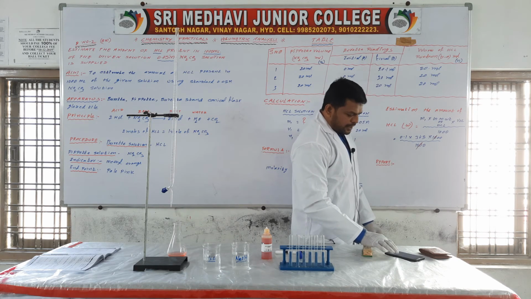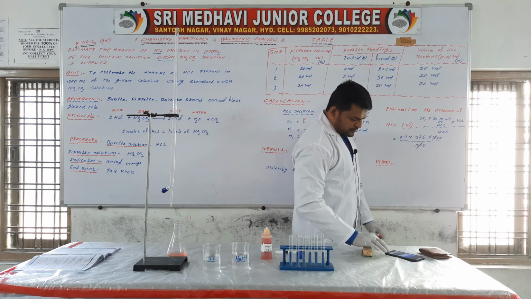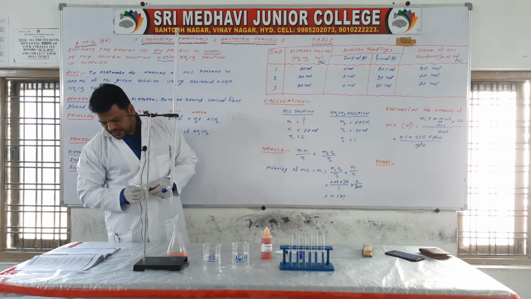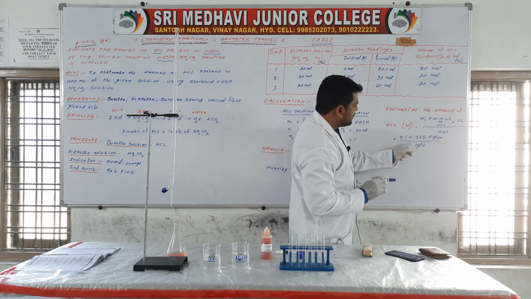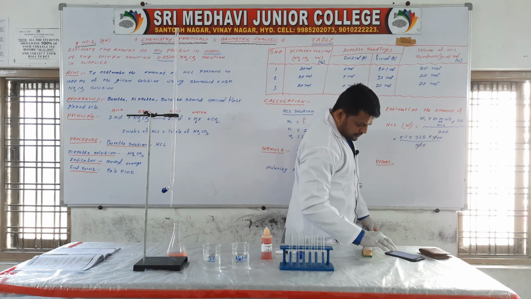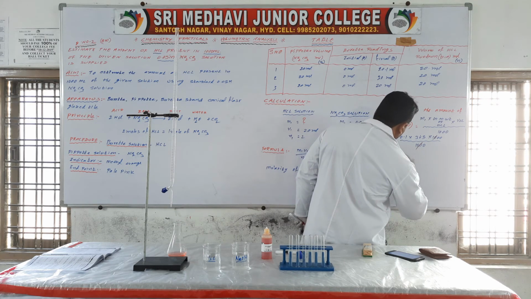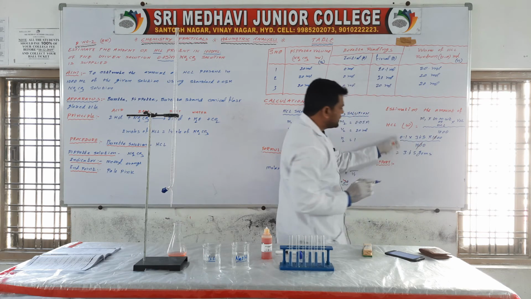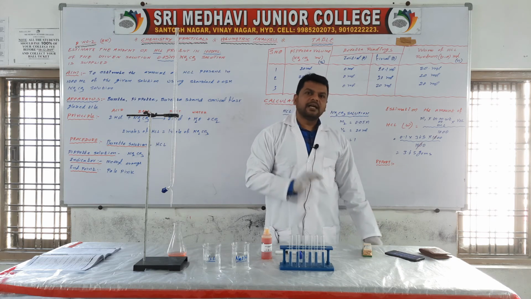Then 36.5 into 0.1. So that is 3.65 grams. This is the weight of HCl. Now you have to write the report.